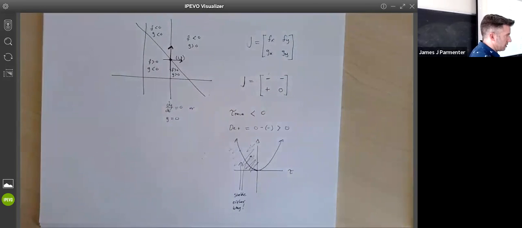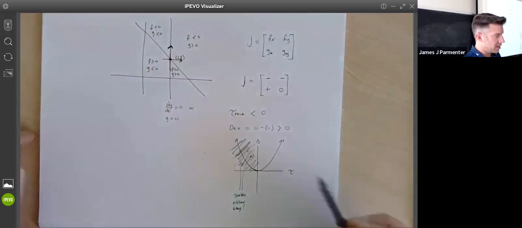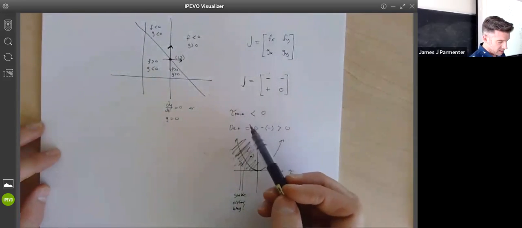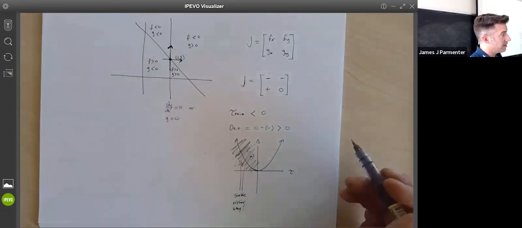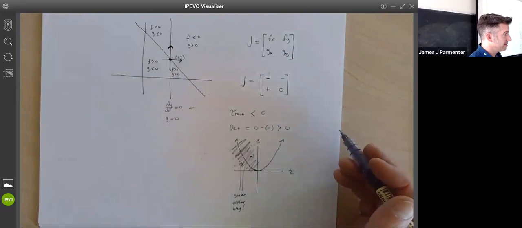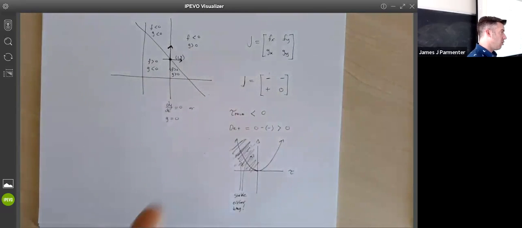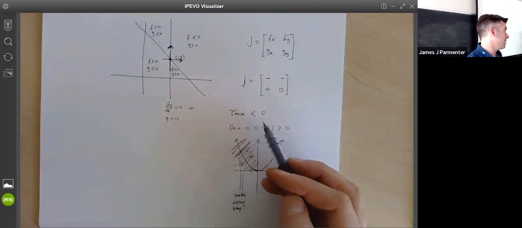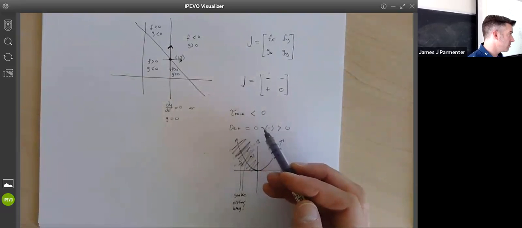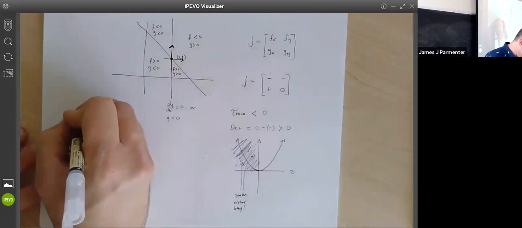Now, you don't have to draw this picture. I kind of like to. But we can also just use the criteria. We know if the determinant's positive, you don't have a saddle. So you either have a spiral or a node. And then since the trace is negative, we know it's a stable spiral or a stable node. So I would just say we know it's stable.